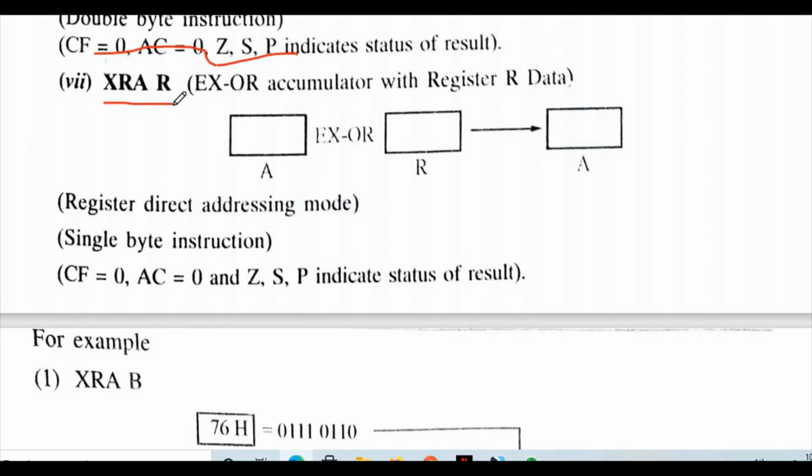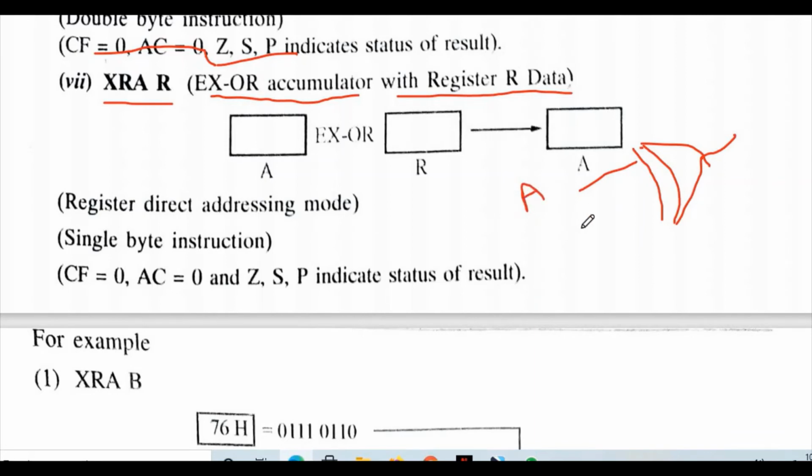First contents will come from the accumulator data. Second contents will come from the register given along with the instruction. Both will be XORed in the microprocessor, and after execution the final result will be stored in the accumulator. In all these logical instructions, the final result will be stored in the accumulator.